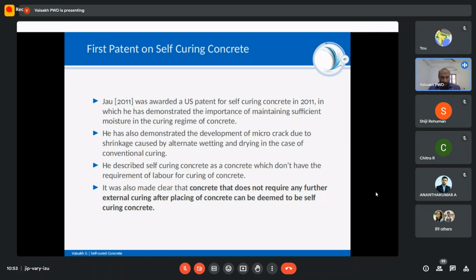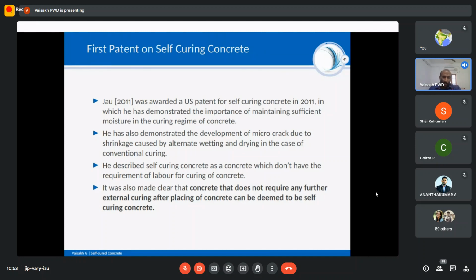He demonstrated different things. One is the development of micro cracks due to shrinkage caused by alternate wetting and drying in case of conventional curing. Then about self-curing concrete, he defined it in two dimensions. One is that it does not have a requirement of labor for curing of concrete. The second definition is more important.